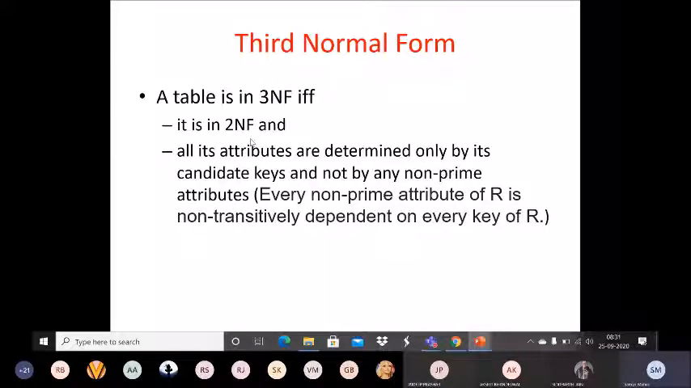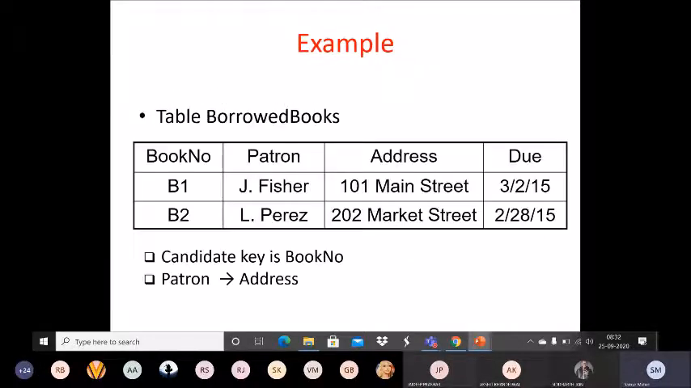Normal form, so it should be in 2NF, and all its attributes are determined only by its candidate key and not by any non-prime attributes. So all of its attributes should be determined by its candidate key. So left hand side always should be your candidate key and not by any non-prime attribute. But the thing is that part of candidate key is allowed, right? So think about, so here we are saying this book number and patron, right?